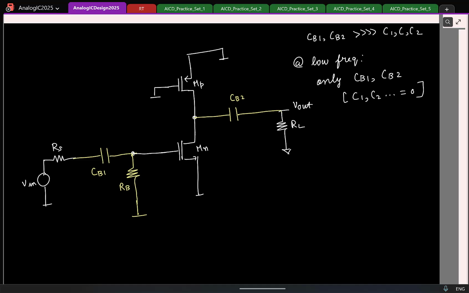I'll try to short capacitors. So can I short CB1 and will the output be non-zero? I mean, basically if I short this, do you think the output here and here will be non-zero? Non-zero. So that is one, which means we have definitely 1 zero. To check if I have 2 zeros, what should I do? I should be able to short both of them. If I short both of them, will the output be non-zero? Does it even make sense that I am able to short both the capacitors and the output is fine? Yes? Why?